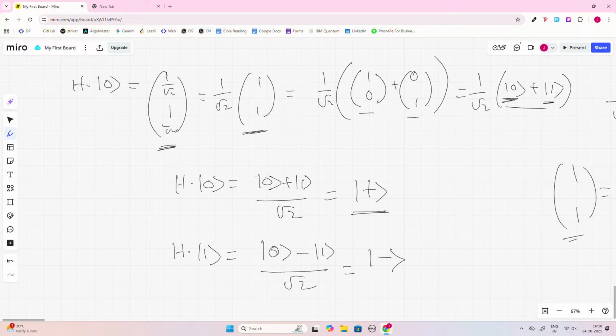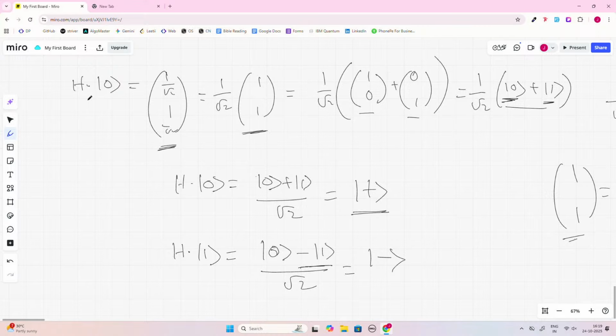H with ket 0 is called the plus state. Hadamard with ket 1, you'll get the minus state. Minus will be there. So this is a simple deal which you need to remember. Done with this one. Got it? This particular operation gives the superposition state.